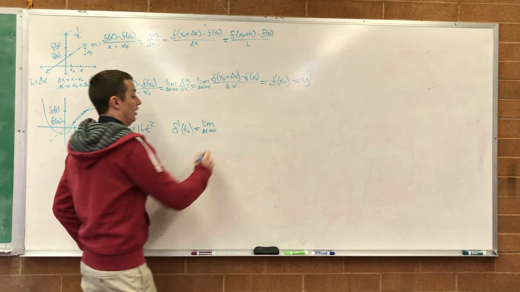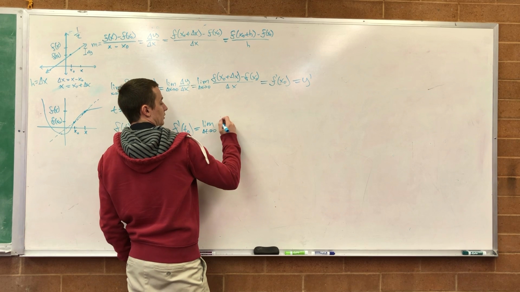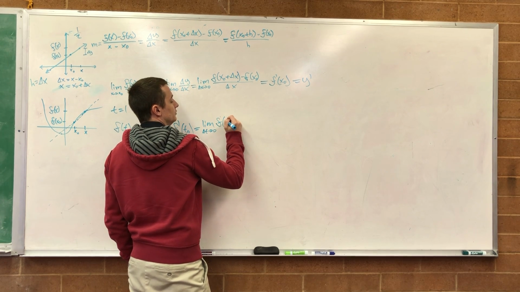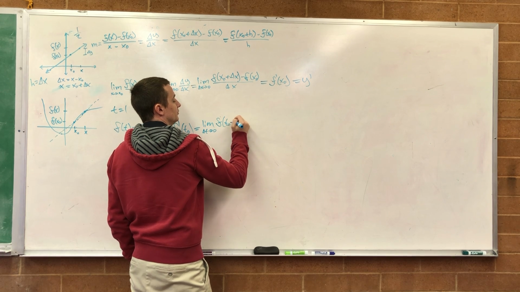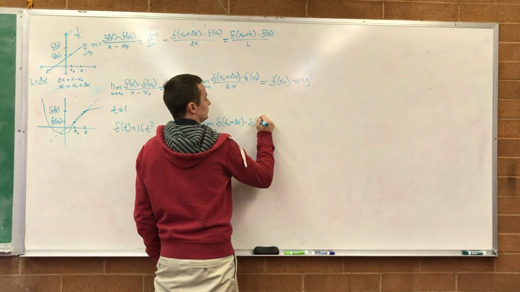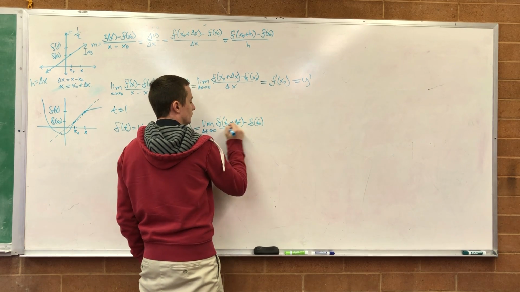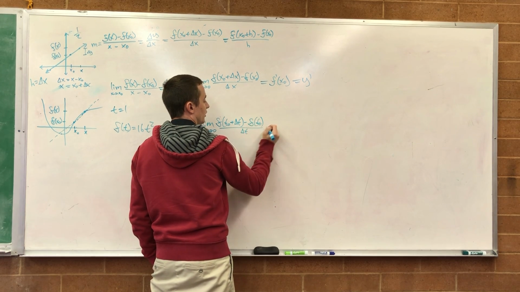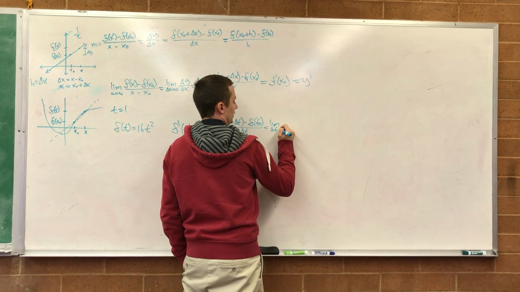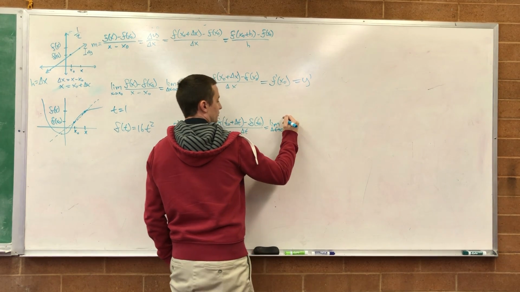Okay, tell me what I'm writing. f of t naught plus delta t, subtract f of t naught, over delta t. Perfect. Which is equal to the limit as delta t goes to 0 of what?